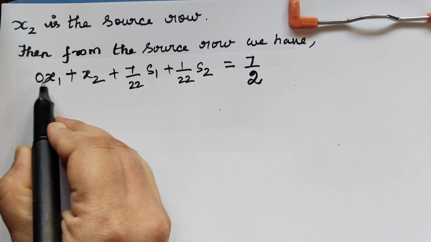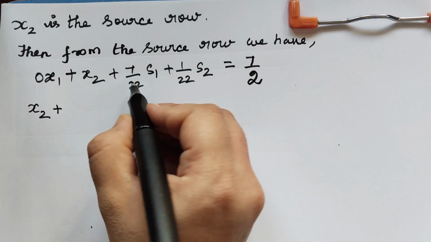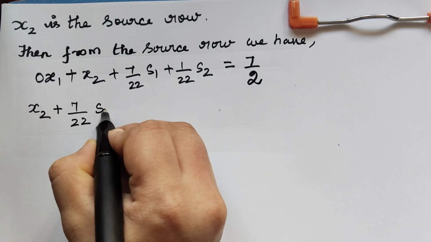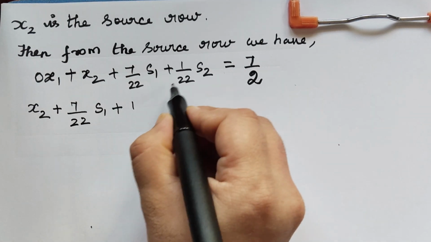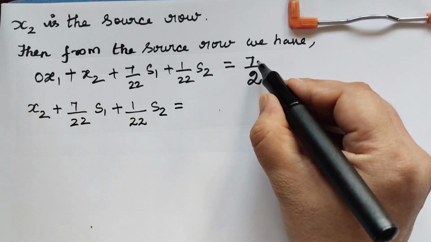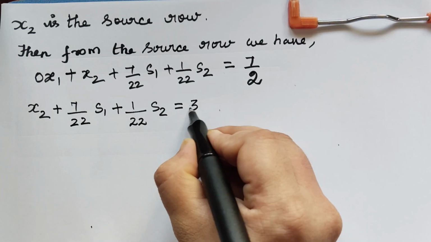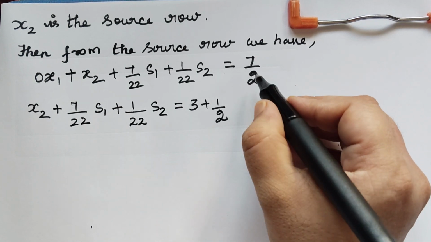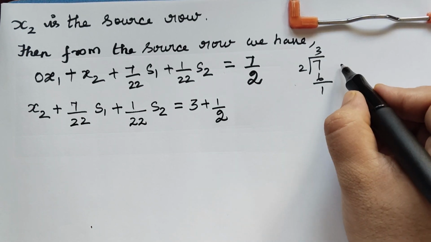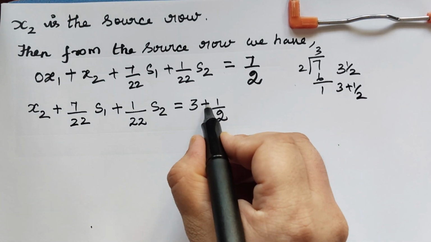Now since the coefficient of x1 is 0, you leave it. Then x2 plus 7 by 22 s1. If you see, the numerator is lesser than the denominator, so have it as it is. Plus 1 by 22 s2, where again the numerator is lesser than the denominator, is equal to, but here the numerator is greater than the denominator, so write the integral part plus the fractional part, which will be 3 plus 1 by 2. We saw previously when 7 is divided by 2, 2 3 times is 6 and the remainder is 1, so it can be written as 3 1 by 2 or 3 plus 1 by 2. So I have written 7 by 2 as 3 plus 1 by 2.